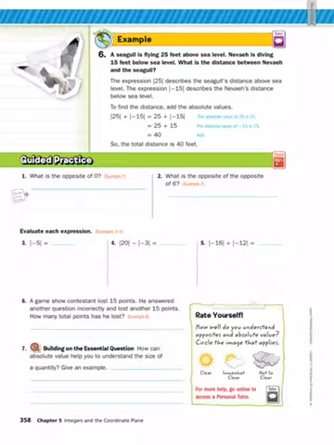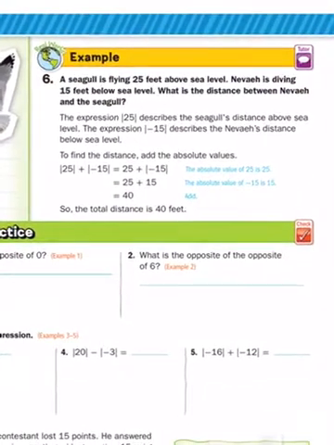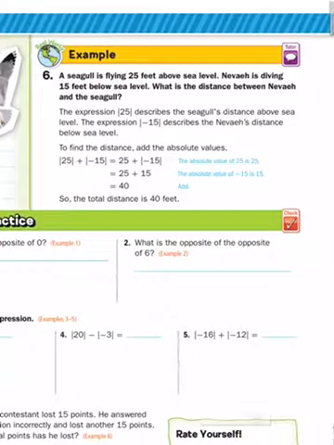All right, one last problem we're going to go over, and this one is very similar to one that nails people on the Chapter 5 test. So, watch how I read this and watch how I solve it. It says, a seagull is flying 25 feet above sea level. Nevaeh is diving 15 feet below sea level. What is the distance between Nevaeh and the seagull?